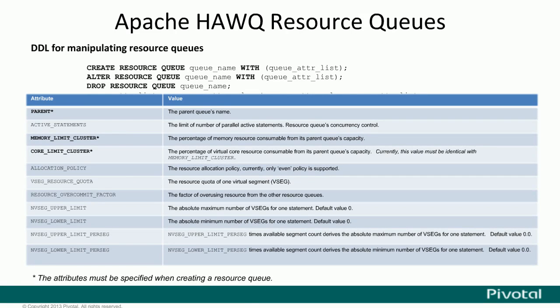All right, so that sort of explains the YARN pieces, and now we have that next level I talked about, which is the Apache Hawk resource queues. These are all implemented via standard SQL DDL statements. So really, CREATE RESOURCE QUEUE, ALTER RESOURCE QUEUE, or DROP RESOURCE QUEUE. And I pass in things like a core limit for the queue or a memory limit for the queue. And then I assign users to those queues so that their resource consumption is controlled by that queue itself.